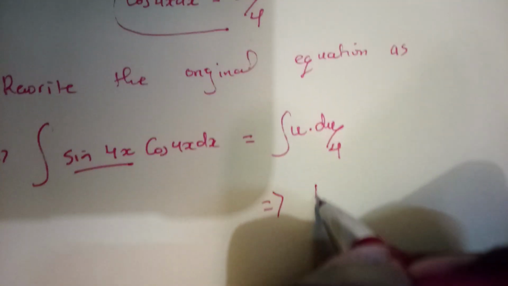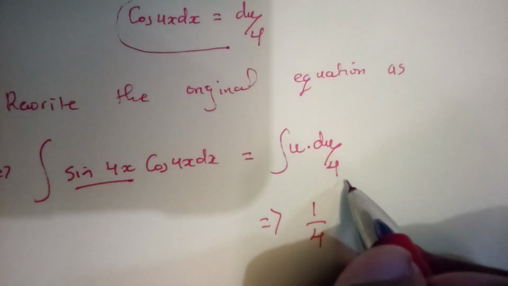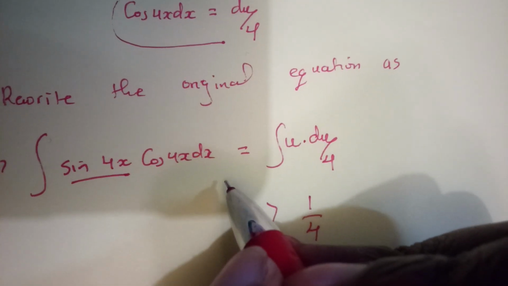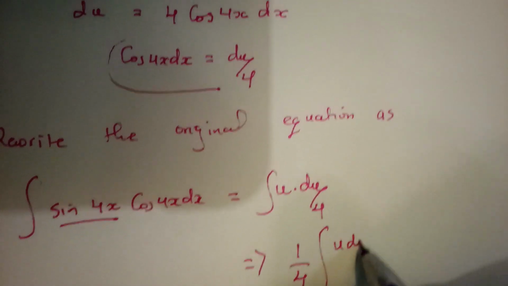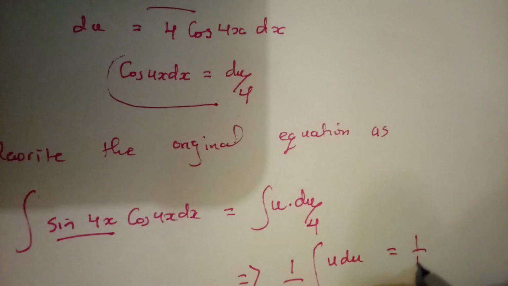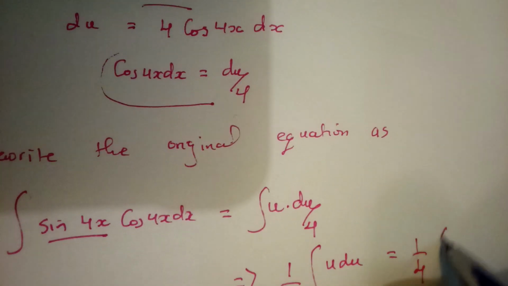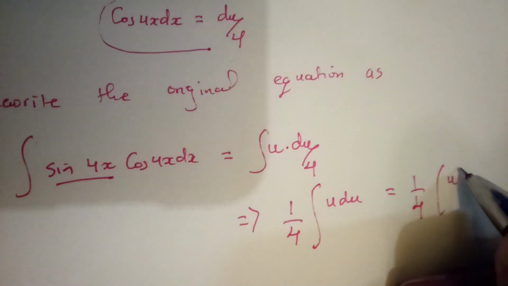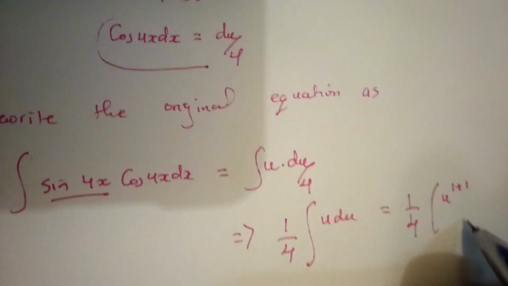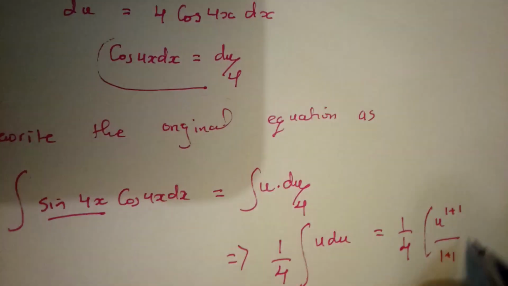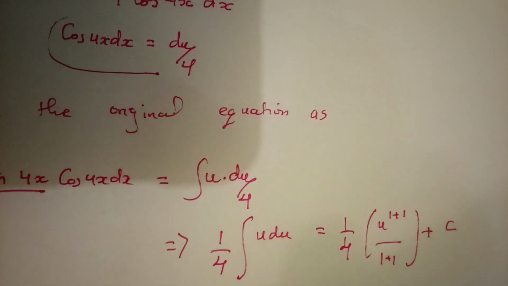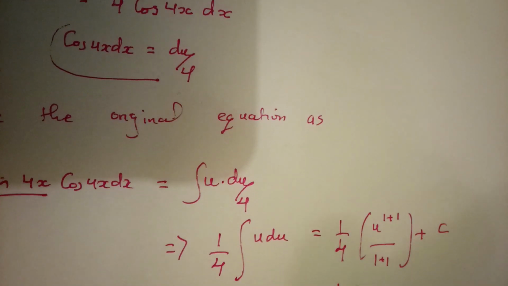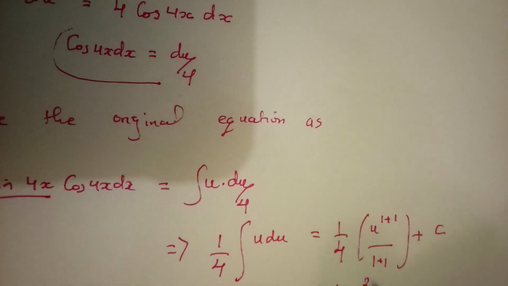This is the same as saying 1 over 4, because this one is a constant. You can take it outside the integral. This will be the integral of u du, which will be 1 over 4 times u to the power 1 plus 1, all over 1 plus 1, plus a constant c, the constant of integration. This will now give us 1 over 4 times u squared over 2.